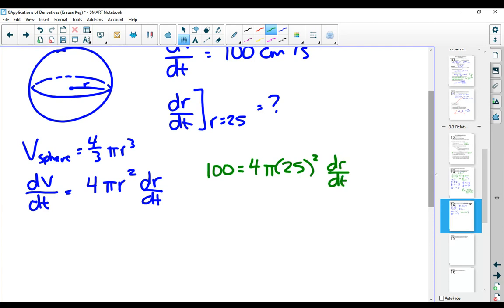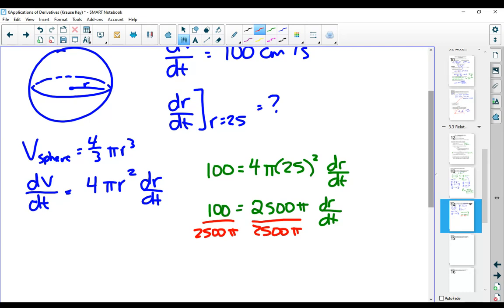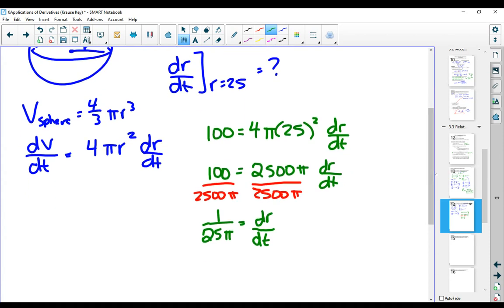And we're looking for the rate of change for the radius. So simplifying, we've got 100 equals 2500 pi, again keeping things exact, dr/dt. Divide everything by 2500 pi. And if we put that in simplest form, we've got 1 over 25 pi equals dr/dt. So the rate of change for the radius with respect to time is 1 over 25 pi centimeters per second.